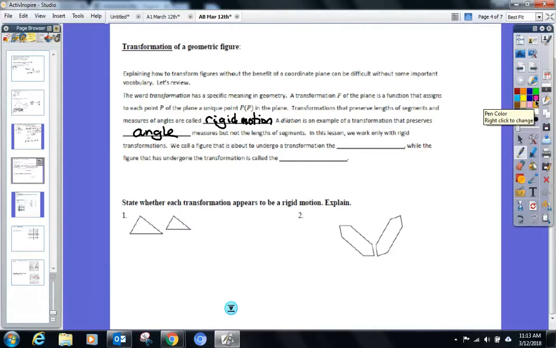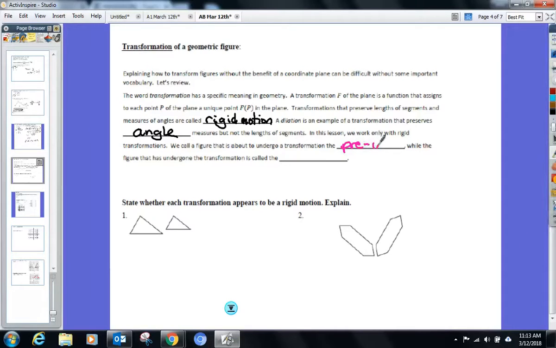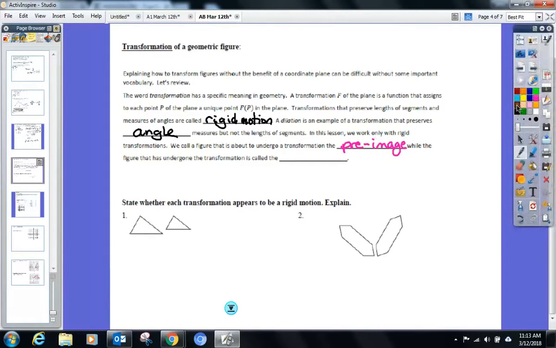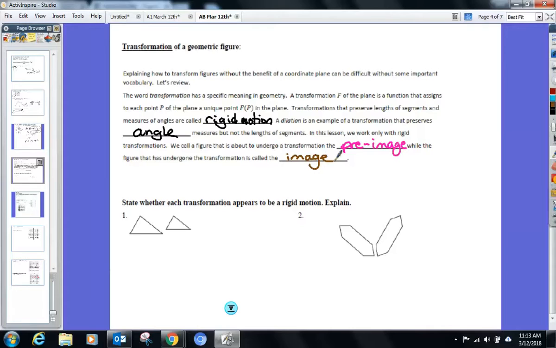Couple new vocabulary terms for today. The figure that's about to undergo a transformation, my original figure, I'm always going to refer to that as my pre-image. The figure we start out with before we do any transformations. After you're done doing whatever transformation, that I call the image. So we start off with the pre-image, we end up with the image.